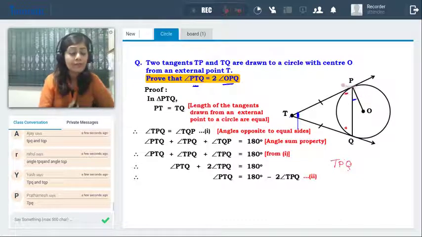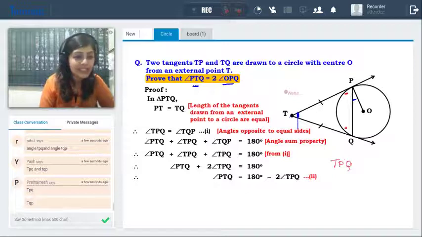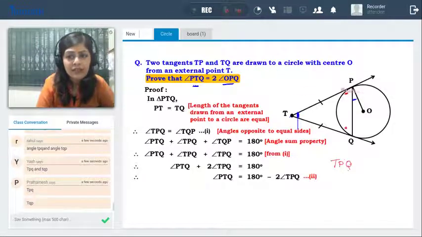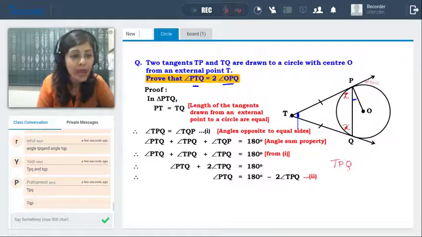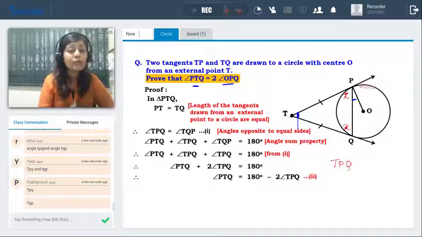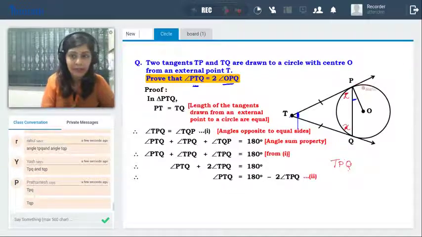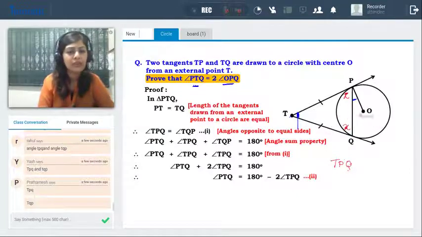Now, quickly, students, I would always suggest whenever you find two angles congruent, just take those two angles and give them a common letter. It's so easy. Next time we can refer to these angles as x. Whenever you name two angles with some letter, please do not forget to mention that in your steps. So we'll just say let TPQ equal to TQP equal to x.